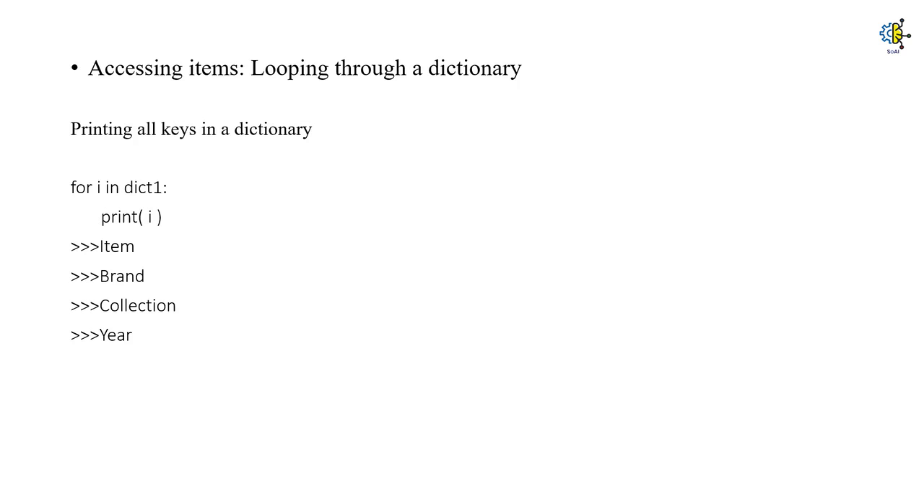In order to access items of a dictionary, you can loop through it. Now, if we want to print all the keys stored in a dictionary, I can use a for loop. As shown in the example, if I do for I in dict1 and simply print the value of I within the loop, the output would be all the keys which are stored within my dictionary dict1. So, item, brand, collection, and year.